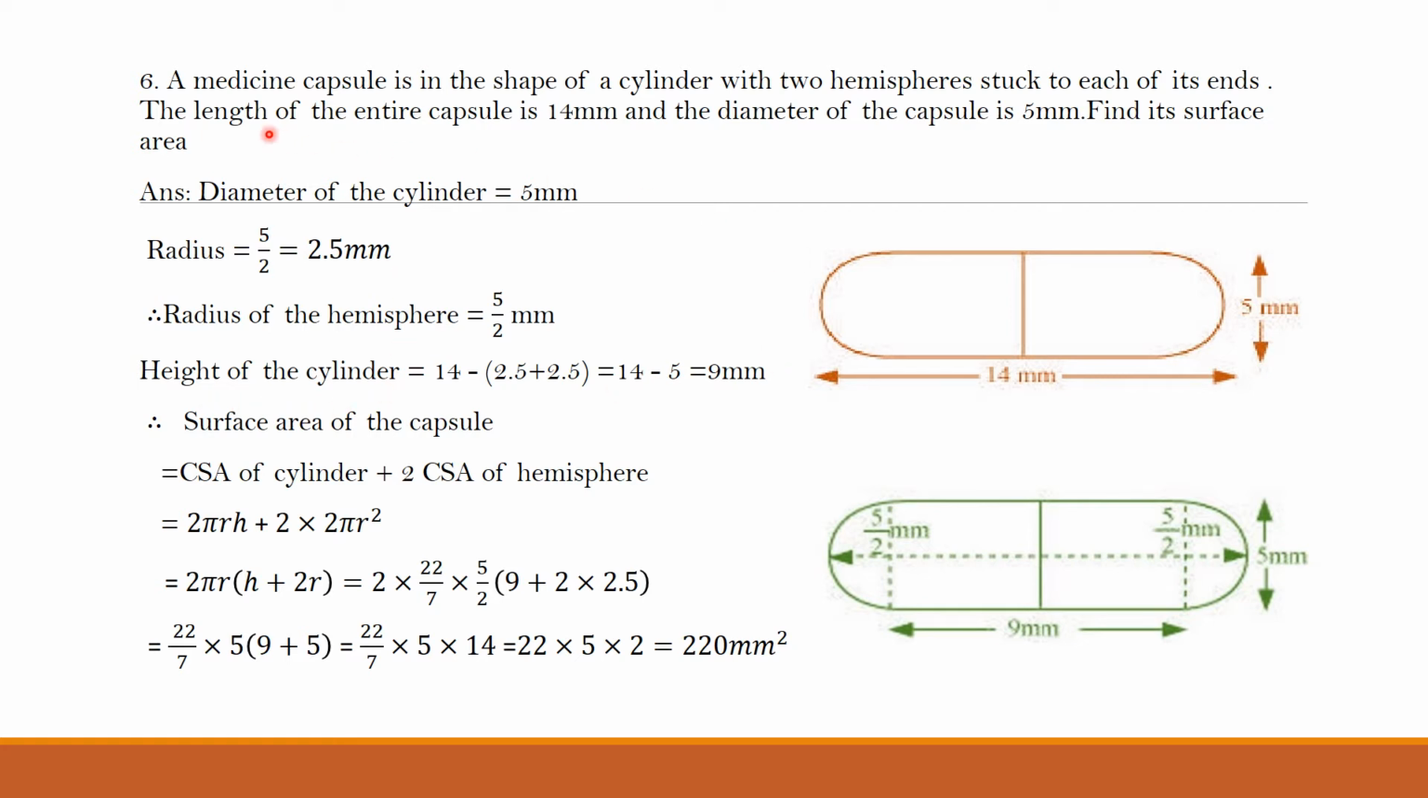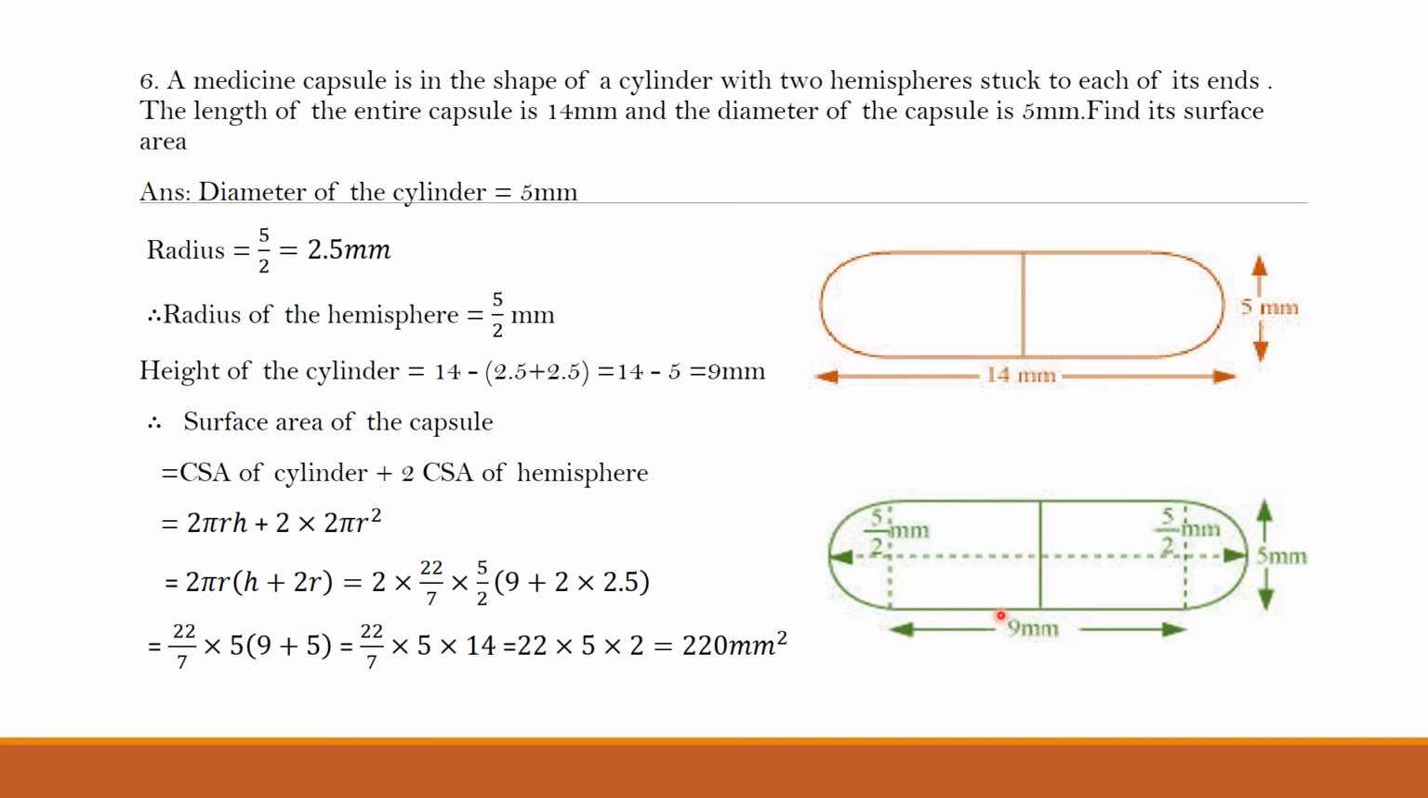Now we are given the length of the entire capsule is 14 mm. The length of the entire capsule can be taken as height of the hemisphere plus height of the cylinder plus again height of the second hemisphere, which is equal to 14. Therefore, height of the cylinder will be 14 minus 2.5 minus 2.5, which is equal to 14 minus 5 equal to 9 mm.